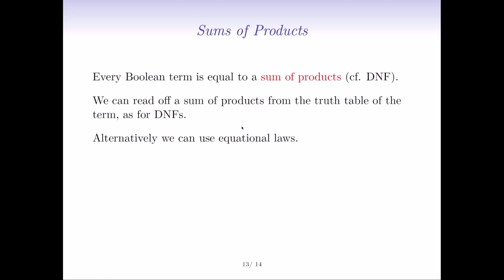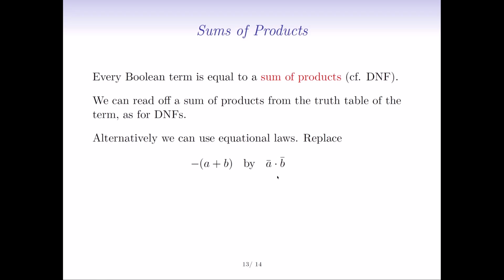So if we have constructed the truth table of a term, which we can do in the kind of obvious way, then again we can read off a sum of products just directly from the truth table, in the same way that we read a disjunctive normal form formula off from the truth table of the formula. Or again, like in propositional logic, we can use equations or equivalences and equational laws here. So the way you would do it is exactly the same method as in propositional logic, except we don't even have to worry about getting rid of implications because there aren't any.